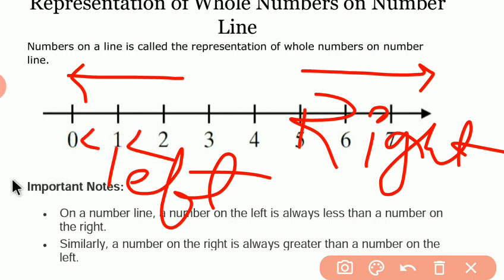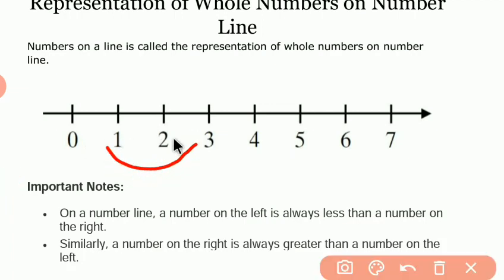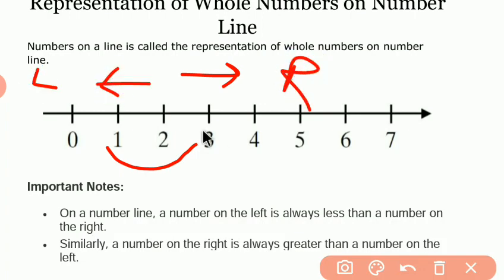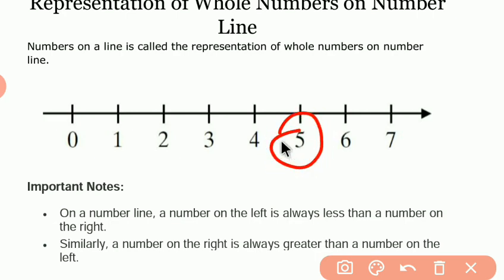And you can see on a number line, a number on the left is always less than a number on the right. For example, here you see 1 and 3. 1 is on the left side and 3 is on the right side. So the number on the right is always greater than the number which is on the left side.